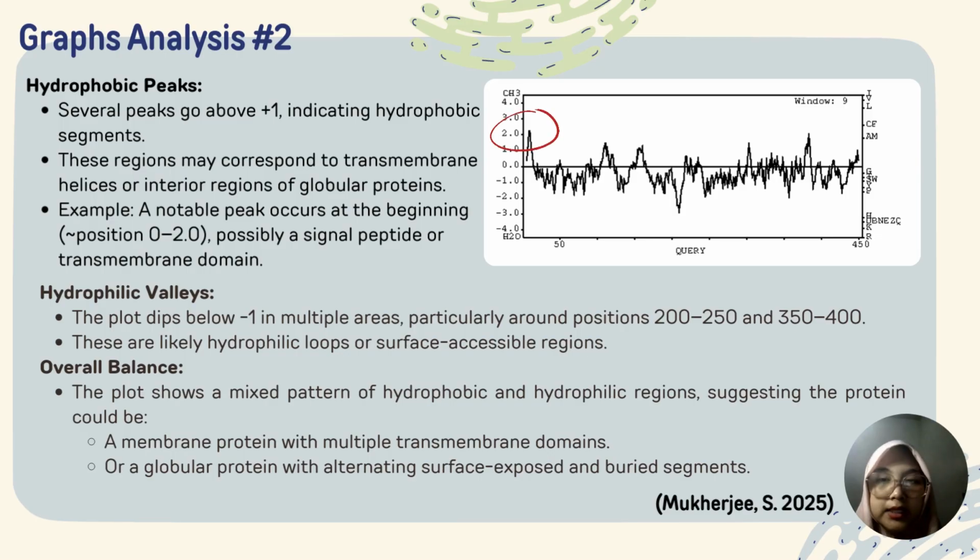The second one is hydrophilic valleys. The plot dips below -1 in multiple areas, particularly around positions 200 to 250 and 350 to 400. These are likely hydrophilic loops or surface accessible regions. On balance, the plot shows a mixed pattern between hydrophobic and hydrophilic regions, suggesting the protein could be a membrane protein with multiple transmembrane domains or a globular protein with alternating surface exposed and buried segments.